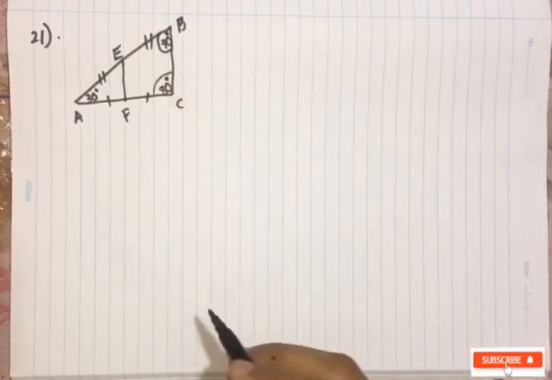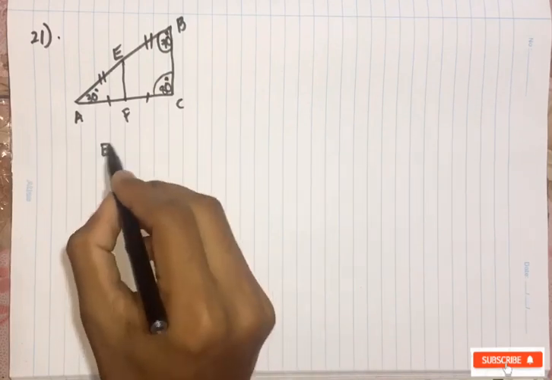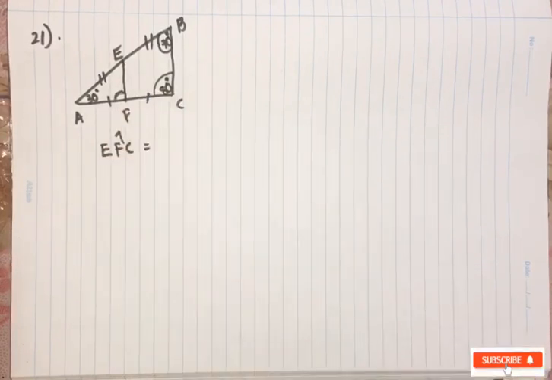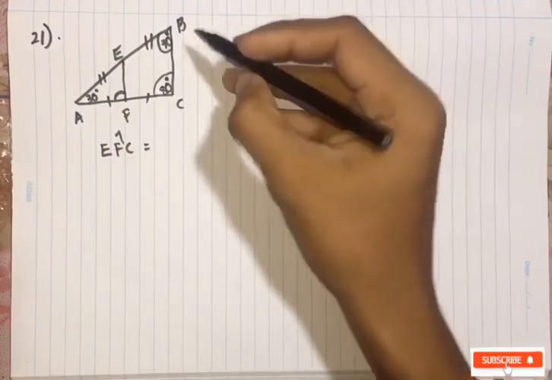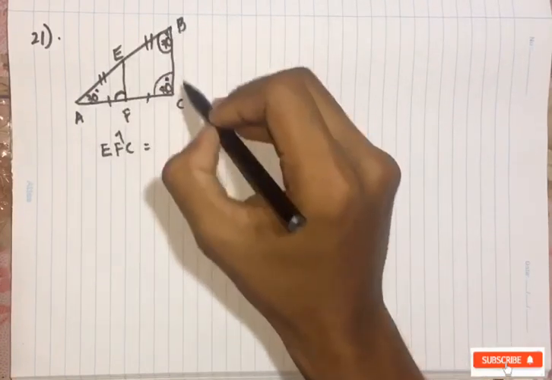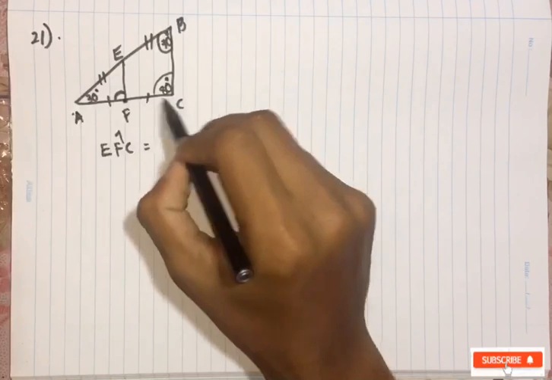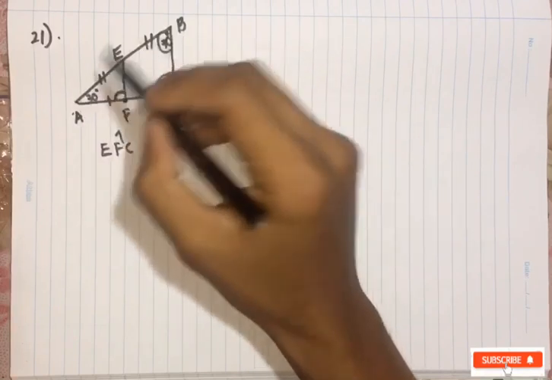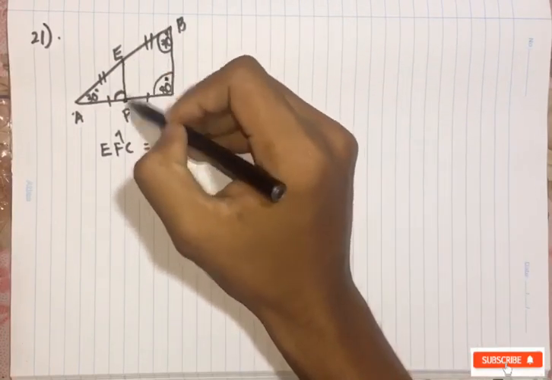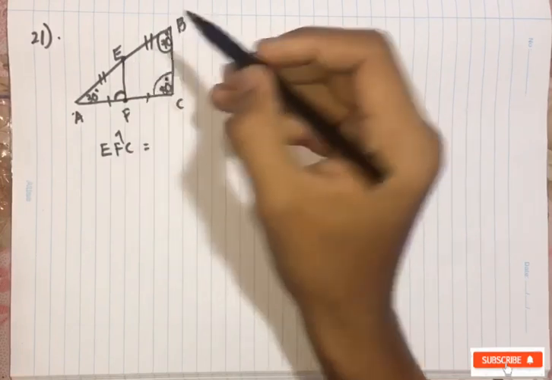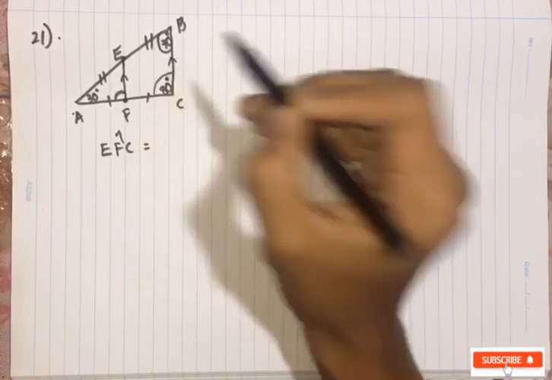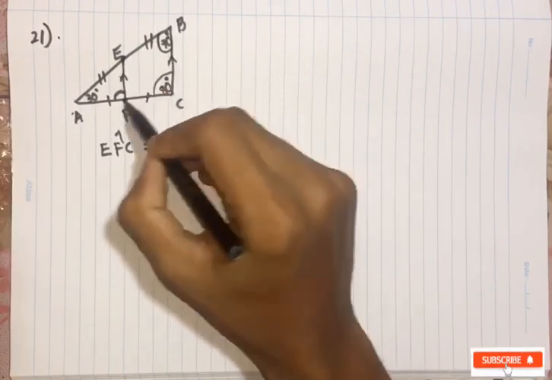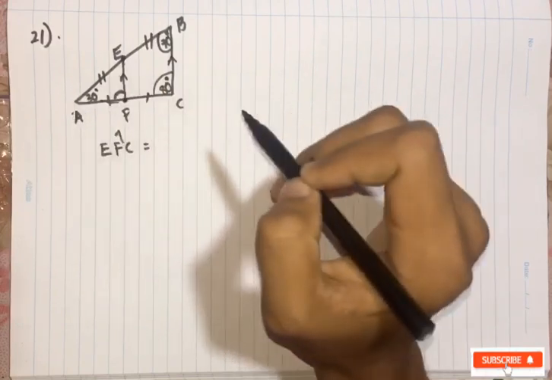Also, now you have to find the value of EFC. Where is EFC? You have to find this angle. How do we find it? Now you have to use the midpoint theorem. In this triangle, this is the midpoint of AC. Also this is the midpoint of A and B. Therefore when the two midpoints are joined, this line is parallel to the third side. So when these two lines are parallel, you can use corresponding angles.